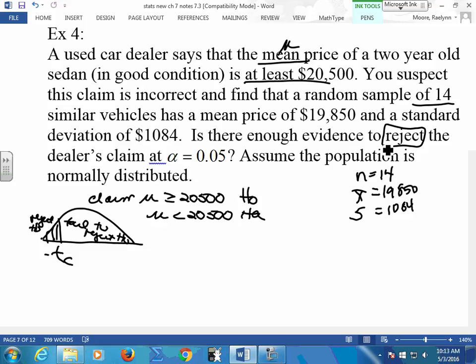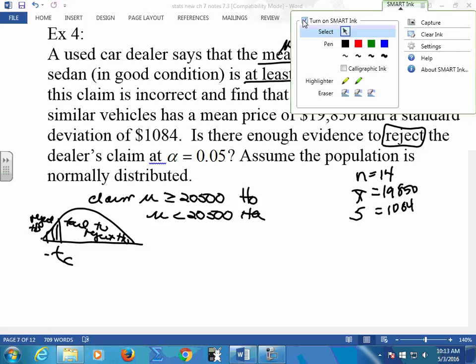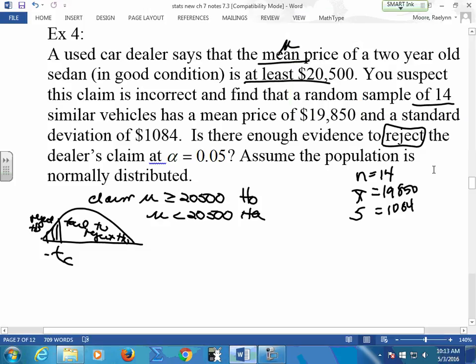Okay, so now we're going to find your tC. How do I find your cutoff value? Table 5. Okay, go to table 5. What's your degrees of freedom? Degrees of freedom is 13. Find me your cutoff. Good. And we're going to make it a negative because we're on the left-hand side.